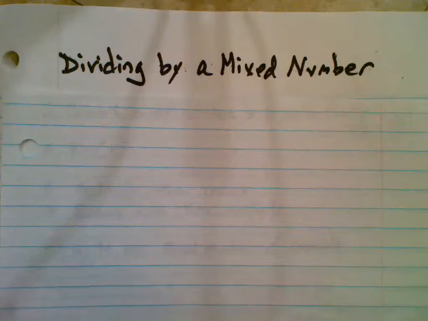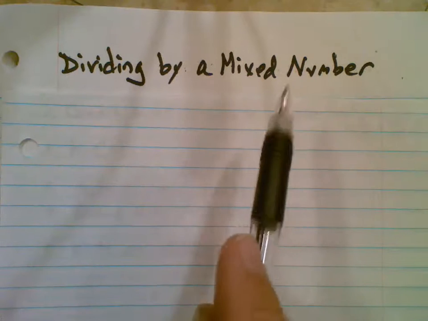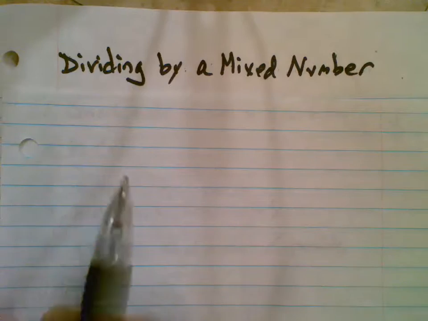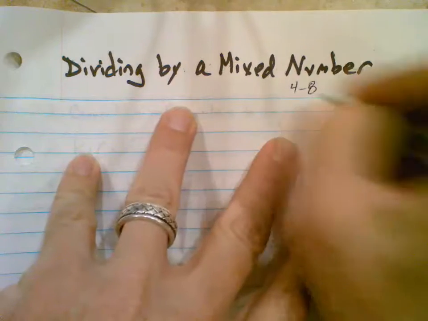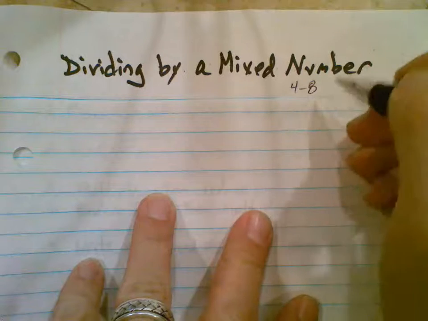Hi there, Mr. Rowe. Going over dividing by a mixed number. We did this today in class. This goes with lesson 4-8 out of the textbook, so chapter 4, lesson 8.